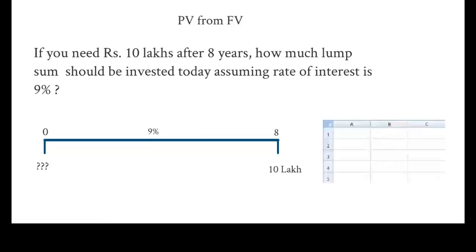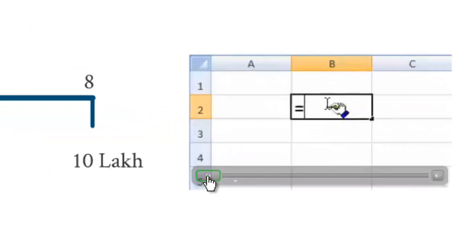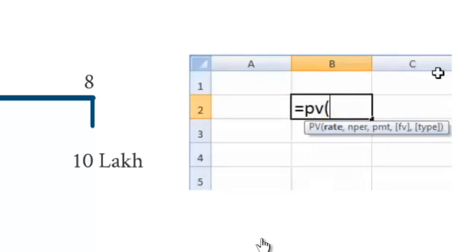What function are we going to use this time? We will use the PV function because PV is what we need to find. So PV, open the bracket and you have data being asked by the system. So we key in 9% and then we key in the NPER, which is 8 years. And always make sure that you key in as asked. Remember, what is being asked is shown down there.